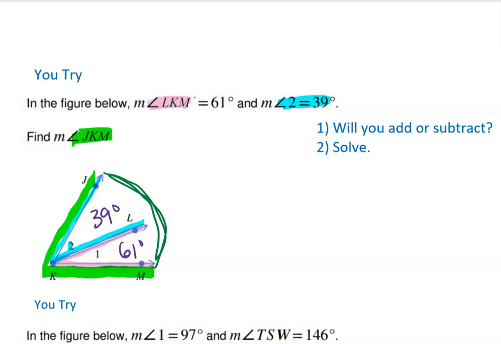So would you add the two numbers 39 and 61, or would you subtract? Go. Okay, well, since these are the two inside angles, you would add them together so that you could get the total number. So when we add 39 plus 61, it comes out to be 100 degrees. So then you have the total amount.